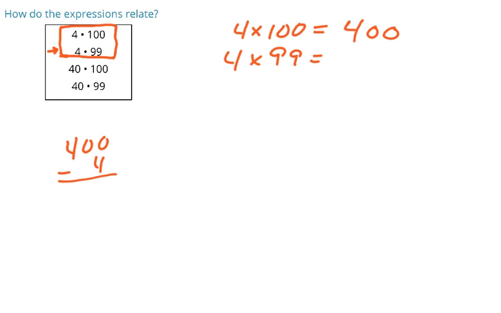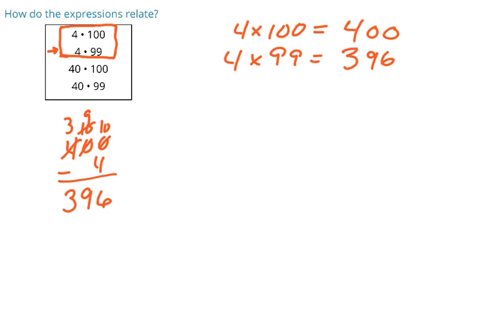And 4 less than 400 should be what? What do you guys think it is? 4 less than 400 would be 396. Because I would borrow from that 4. That would become a 10, then it would become a 9, that would become a 10. 10 minus 4 is 6. Bring down your 9, bring down your 3. So 4 times 99 is 396.